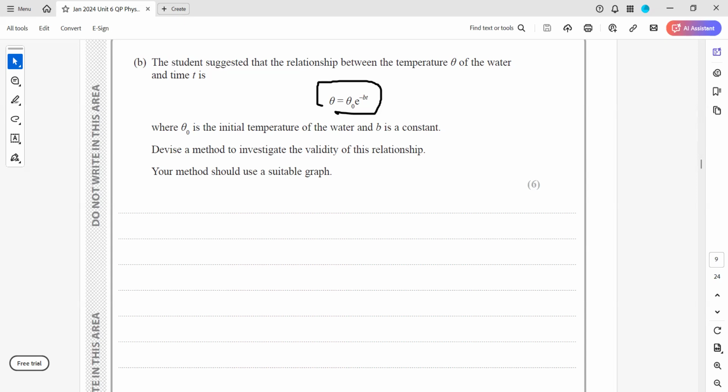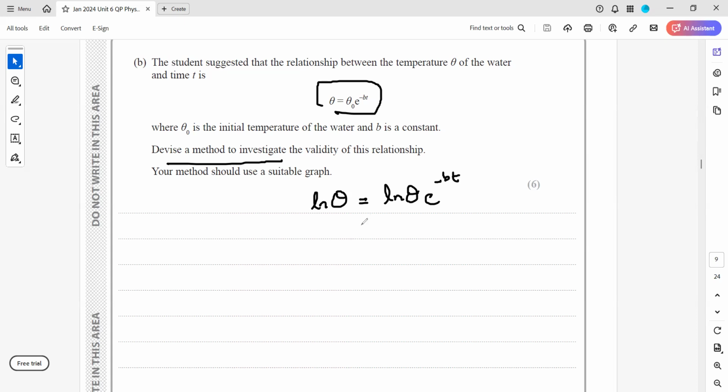And we have to outline this for 6 marks. So devise an investigation. So we want to explain the method as well. First, I will simplify this equation. So if I take ln both sides, this will be ln theta equals ln theta naught e raised to power minus bt.